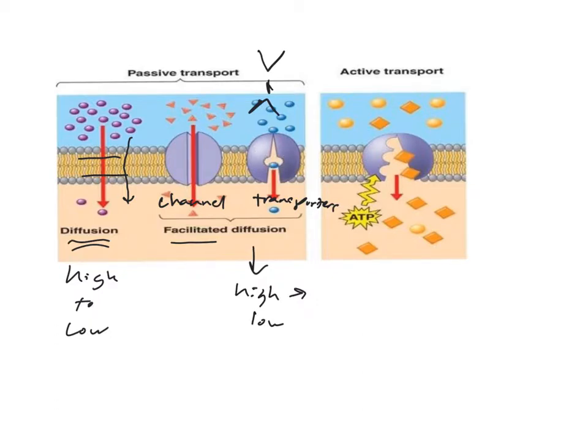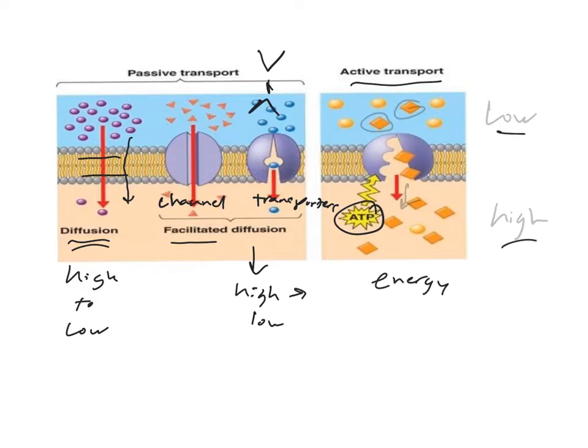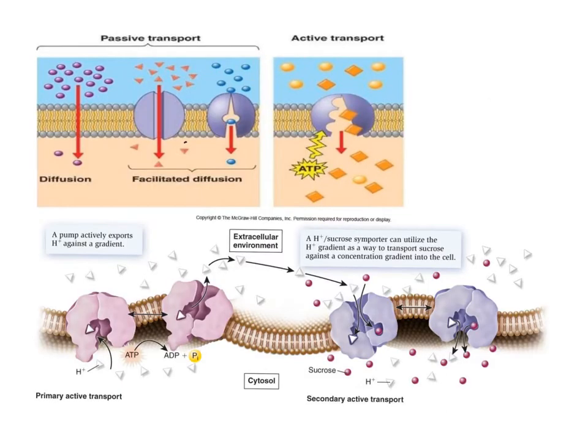Now when things are moving from low to high, for example, this molecule right here that has low levels on the outside and is moving in to where there are higher levels on the inside of the cell, this is going to require energy. This energy often can come in the form of ATP, but there are other forms of energy as well. And this is active transport, when anything's moving from low to high and therefore requires energy.